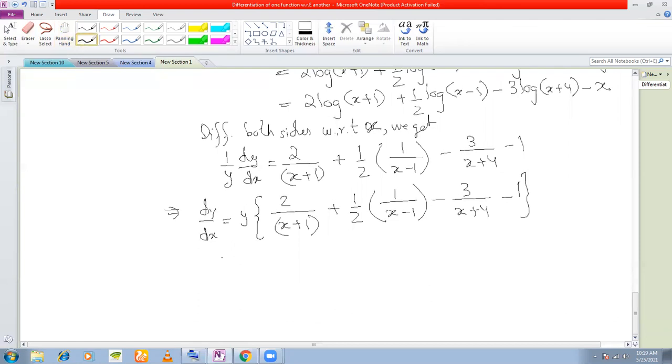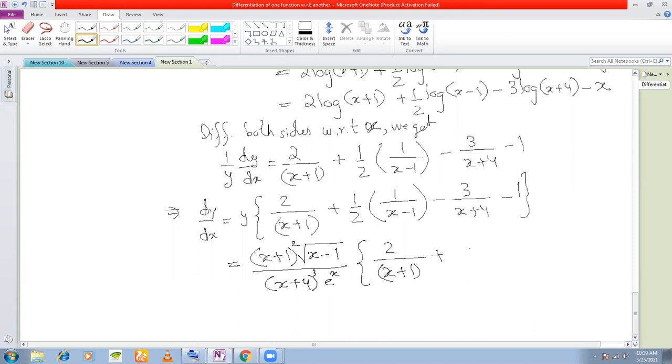Put the value of y here. The value of y here is (x plus 1) whole square, root x minus 1, divided by (x plus 4) whole cube, e to the power of x, into all this. See how easily we got the derivative with the help of log.